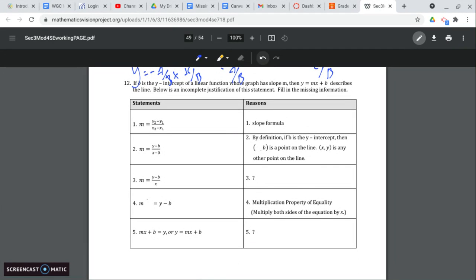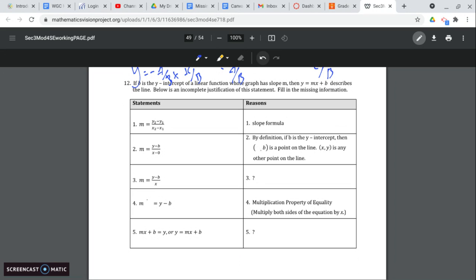All right. If b is the y-intercept of a linear function whose graph has a slope m, then y equals mx plus b describes the line. Below is an incomplete justification of this statement. Fill in the missing information. So m equals y2 minus y1 over x2 minus x1. That's the slope formula. m equals y minus b over x minus 0.